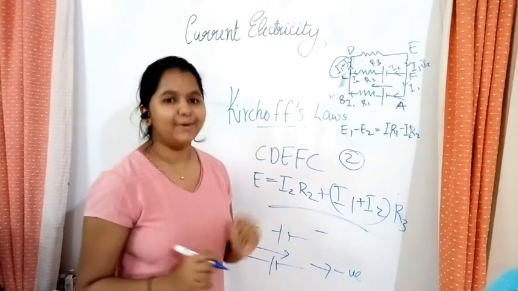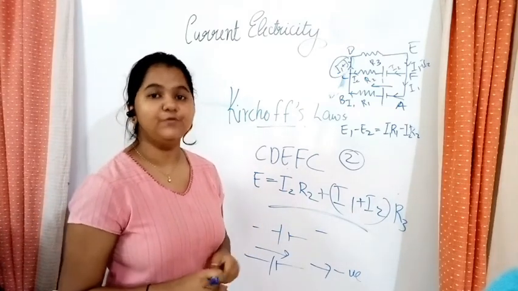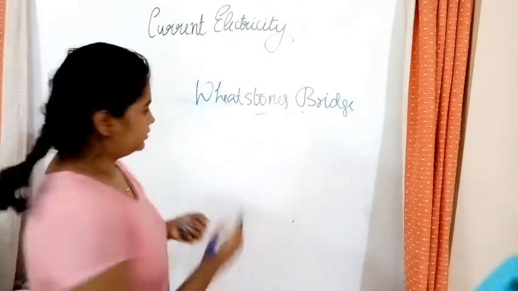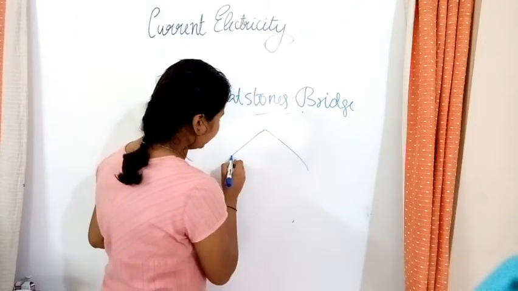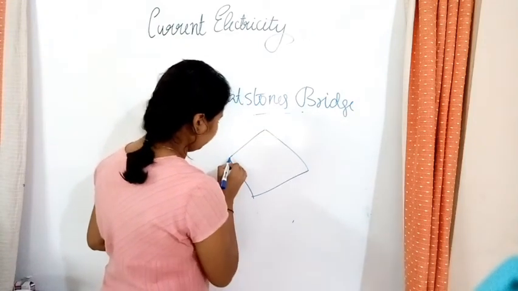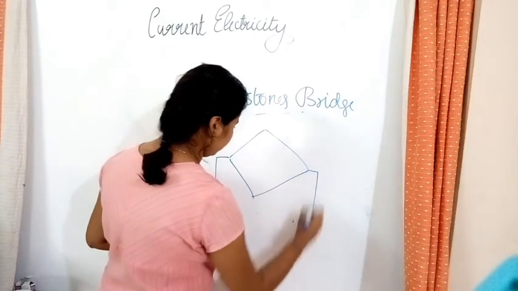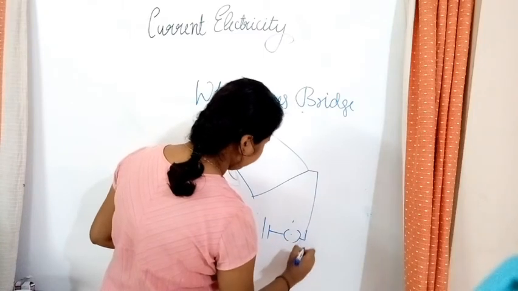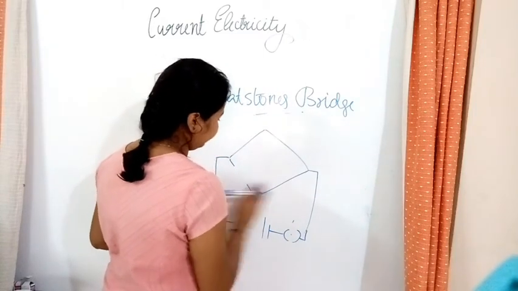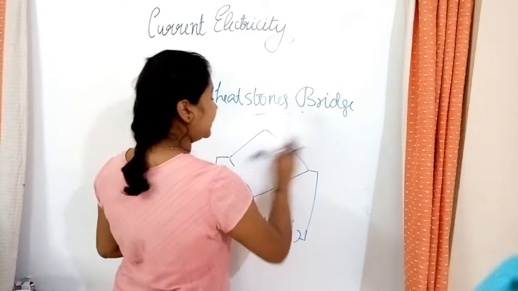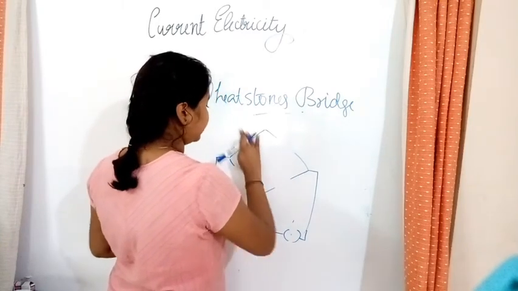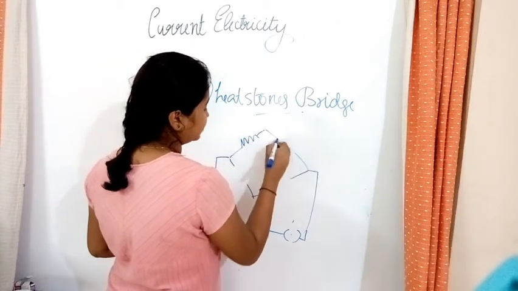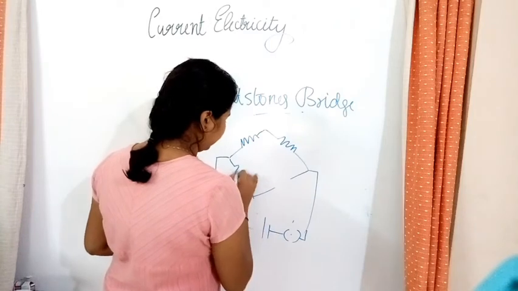So that is all to discuss about Kirchhoff's law. Now next we will discuss about Wheatstone's bridge. Let's draw the Wheatstone's bridge. A battery, a key, and a Wheatstone's bridge will look like this. We learned about the Wheatstone's bridge in chemistry, in the electrochemistry chapter, didn't we? When we were measuring the resistance of an electrolyte. We use this.